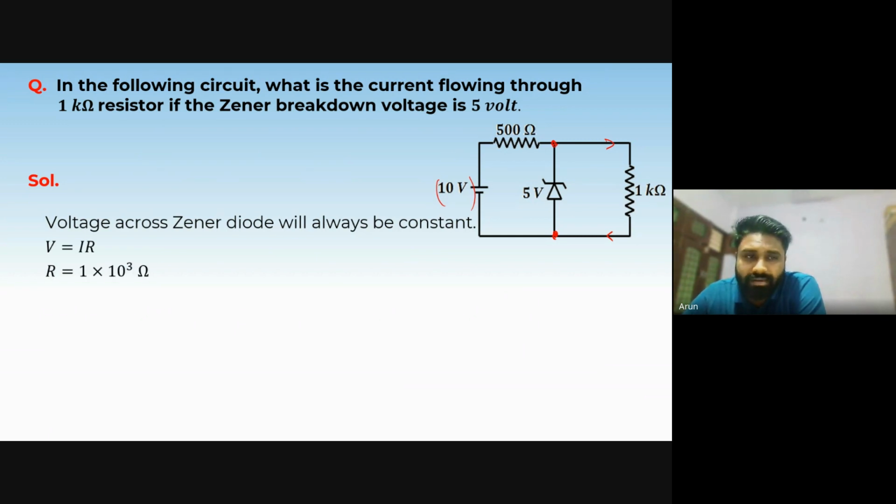V is equal to IR. R you are provided with 1 kilo ohm, which is 1 into 10 raised to power 3 ohm.